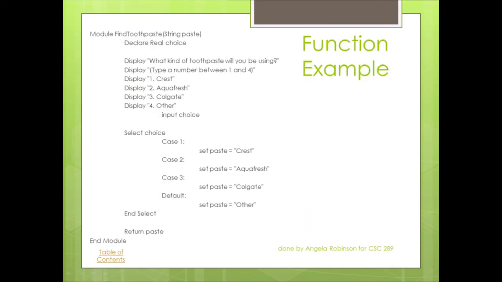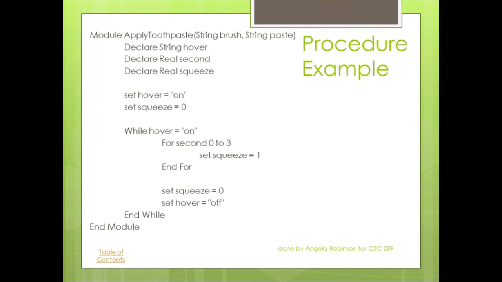The Find Toothpaste module that I have made for our program is an example of a function where we're picking our toothpaste and then returning that specific toothpaste back to the main module so that it can be used in the Apply Toothpaste module. Here is the Apply Toothpaste module, where we are just performing a task that doesn't require us to return anything back to the main module.